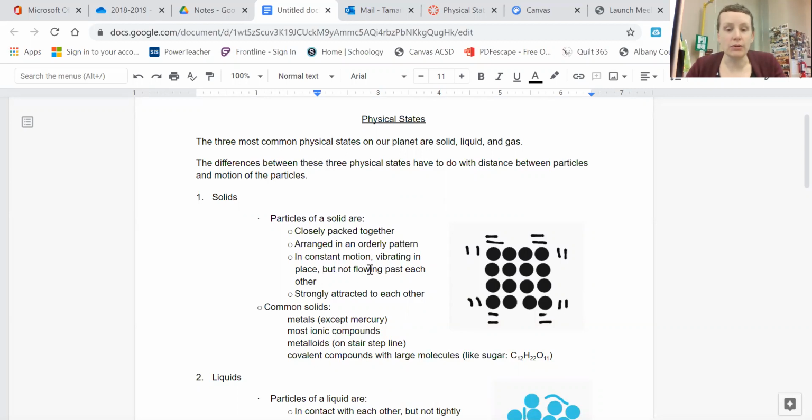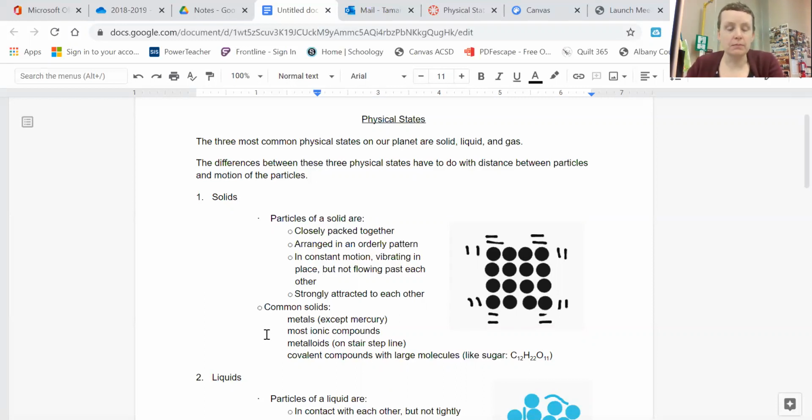They're in constant motion. They're vibrating in place, not flowing past each other, but that is constant motion. All of these particles are vibrating in place. They're not moving around each other, but vibrating. And they're strongly attracted to each other, and that's what holds them close to each other. Sometimes that strong attraction gets to the level where we would call it a bond, and sometimes it's just a strong attraction without fully being a bond. But either way, it's a strong attachment there.